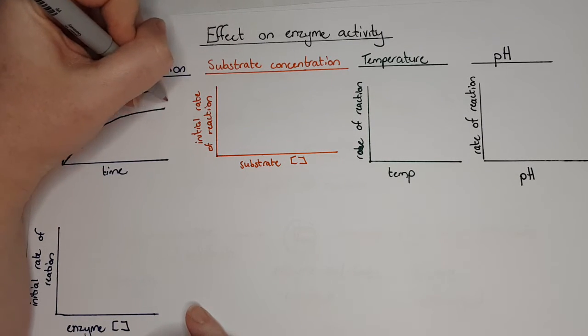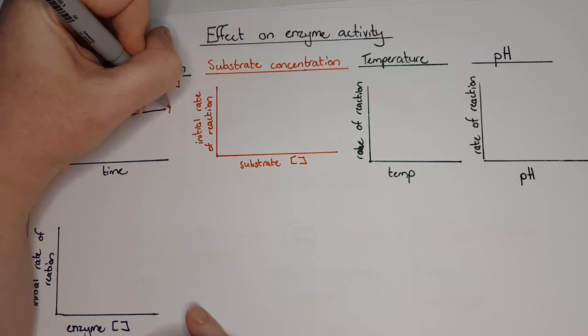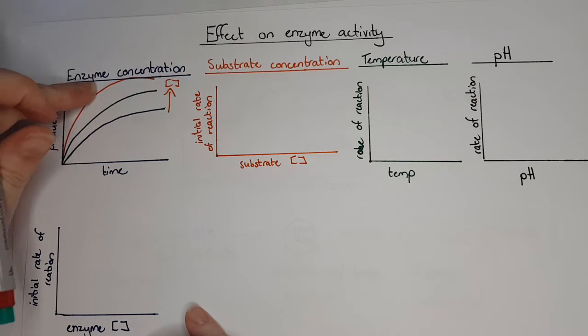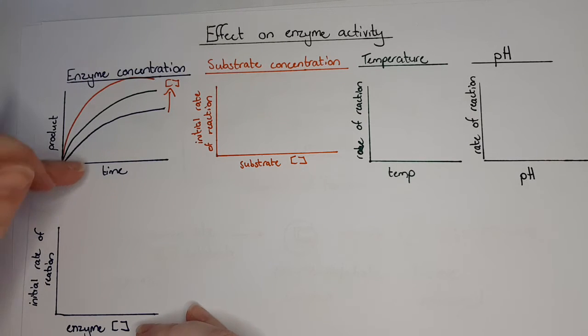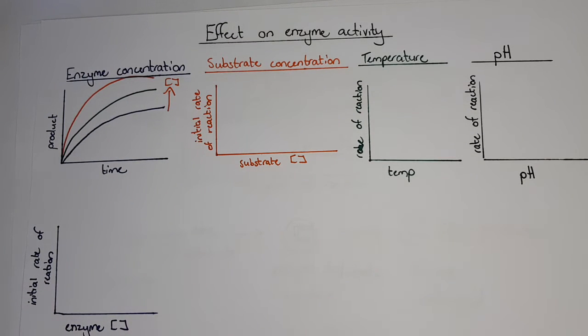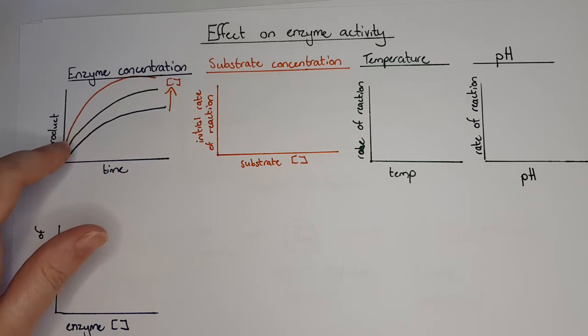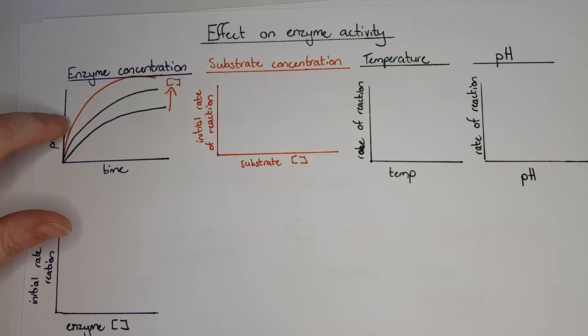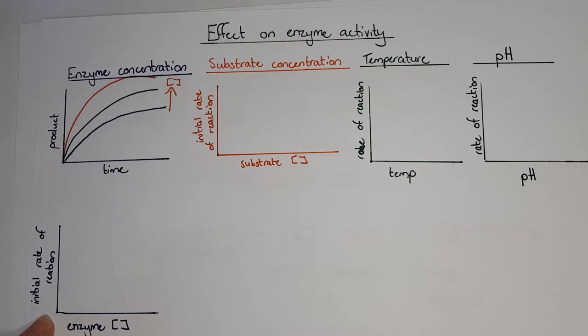So as the concentration increases, my graph would get steeper and steeper and steeper because I'm going to make more, because there are more enzyme active sites available to work with. So if you take each of these at their initial rate, we can plot a graph of our initial rate of reaction over enzyme concentration.